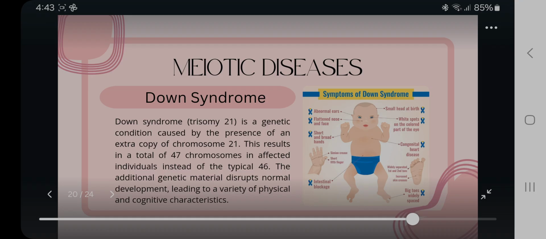So another meiotic disease that I'm sure a lot of people are familiar with would be Down syndrome, and it's actually a genetic condition caused by the presence of an extra copy of chromosome 21. And this results in a total of 47 chromosomes in an affected individual instead of 46, as we discussed before. And the normal development of this individual is disrupted. This includes their physical, emotional, and mental development, so they might find it a bit harder to learn, their growth is a bit stunted, and they have a variety of physical and cognitive characteristics, as we can see in the picture right there.